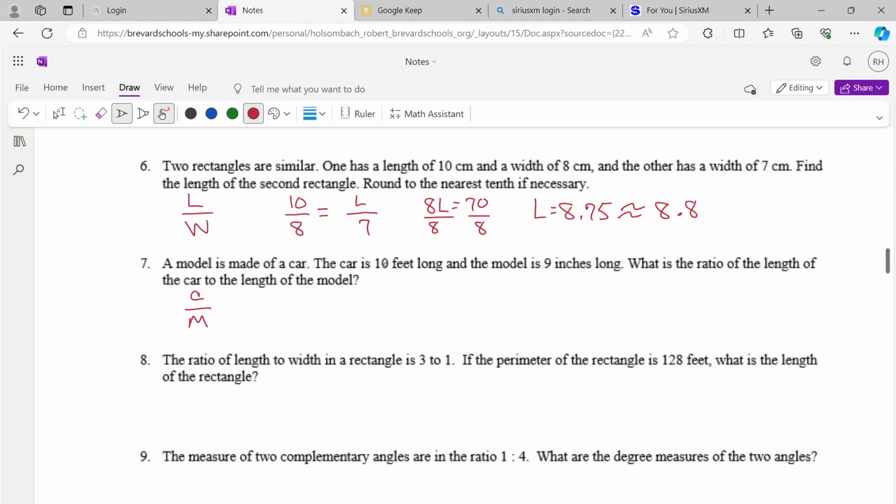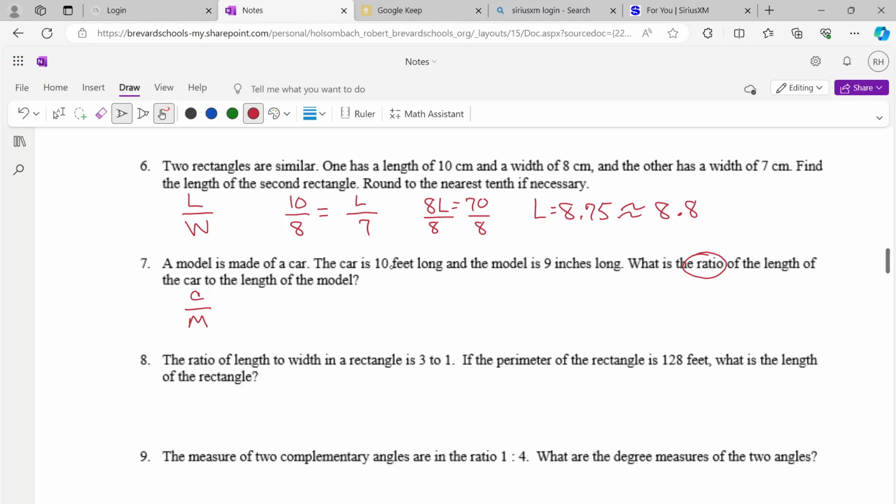All right, so what is the ratio of the length of the car to the length of the model? Since all we're going to be doing is simplifying a ratio, we're going to put these 2 measures in the same unit. So we're going to convert this 10 feet to inches.